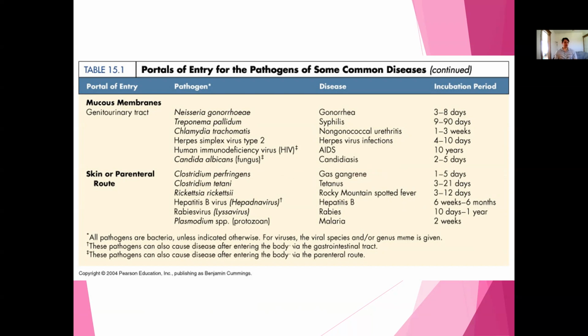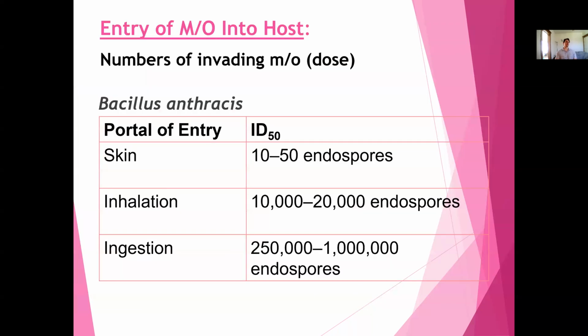Another one that is very, very well known is tetanus. This is the classic example of stepping on a rusty nail, and then you have to go for shots. So it's also a very, very well-known example of the parenteral route.